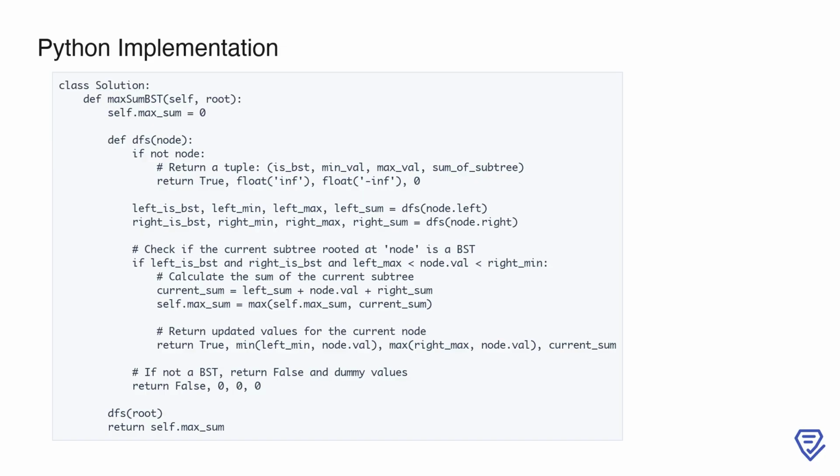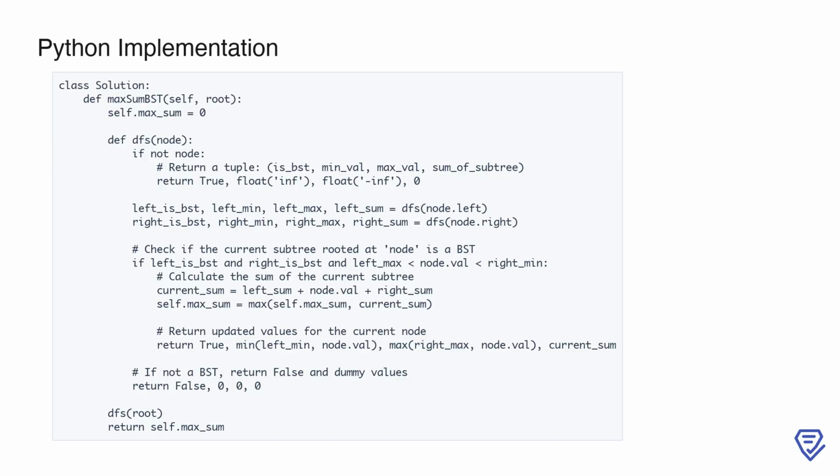The current node subtree is a BST if both left and right subtrees are valid BSTs, and the current node's value is greater than the maximum value in the left subtree and less than the minimum value in the right subtree. If this condition is met, the sum of the current subtree is calculated and compared to self.max_sum. The function then returns updated values for the current subtree: whether it's a BST, its minimum and maximum values, and its sum. If the current subtree is not a BST, the function returns false, 0, 0, 0 as dummy values.